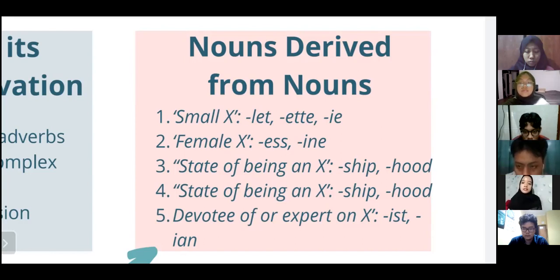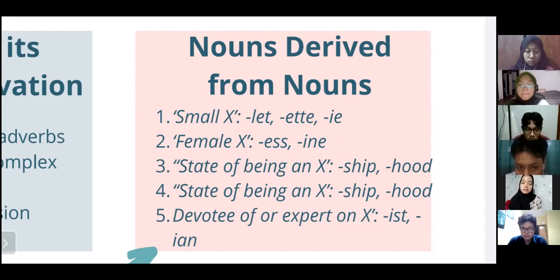For example, let's take the first example, booklet. It means that it is small X, a small book, some small form of book. That's why it's known as booklet. And the second one, female X. The suffixes are -ess and -ine. For example, in the words waitress, princess, and heroine, it shows the gender of the noun itself, female X.